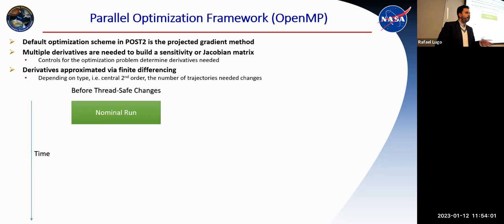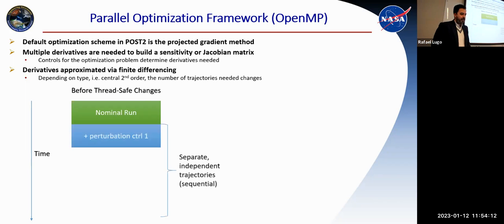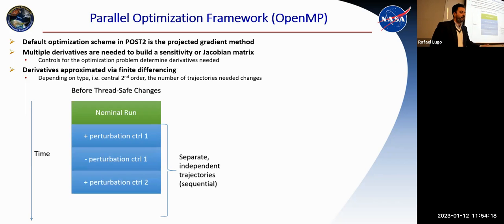So previously, before these updates, you had your nominal run. If you consider this vertical line as time marching forward, you have your nominal run that takes some amount of time. You then perturb your first control to start building your Jacobian, and then you run your second trajectory, and so on and so forth. All of this has been done in sequence.